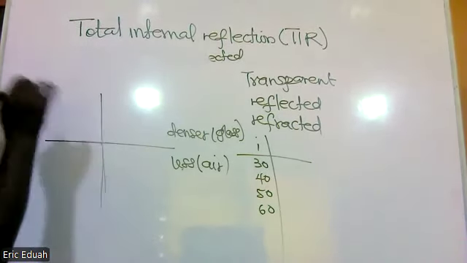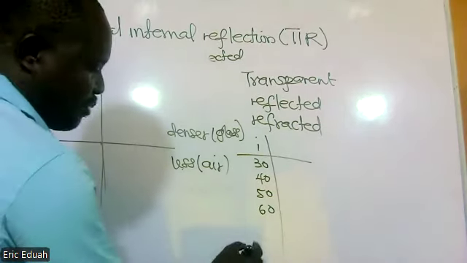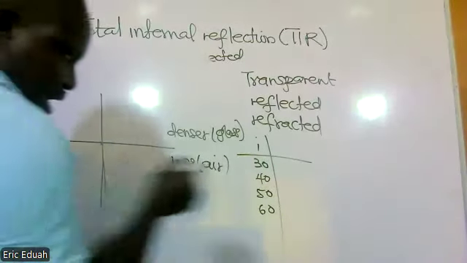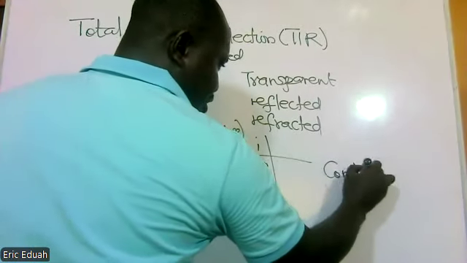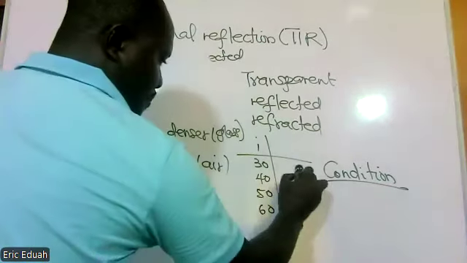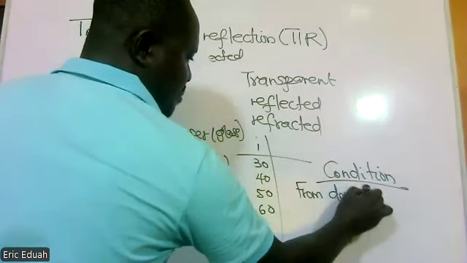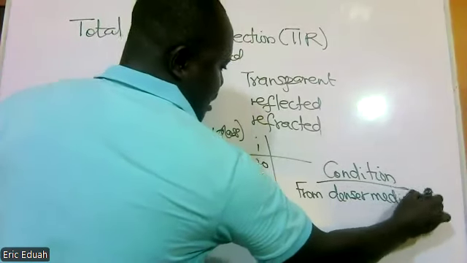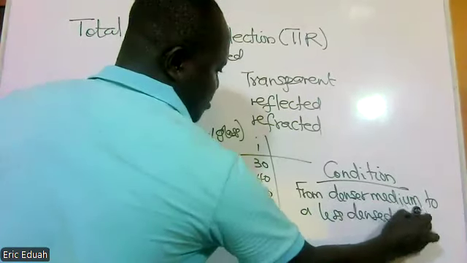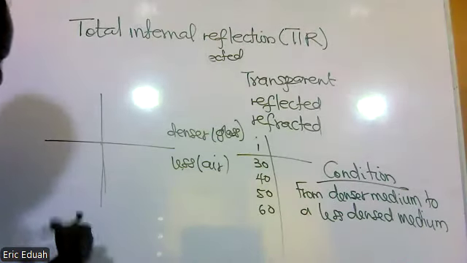So the first condition for total internal reflection to occur is that light must travel from a dense medium to a less dense medium. Okay, so that's the first condition for the occurrence of total internal reflection, from a denser medium to a less dense medium, and not the other way around. That is why I had to clean it to illustrate.